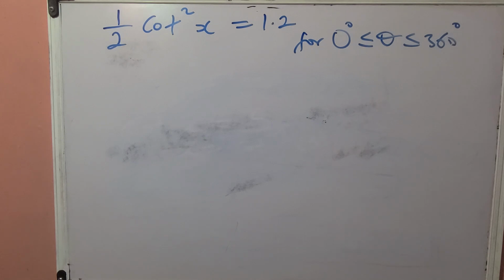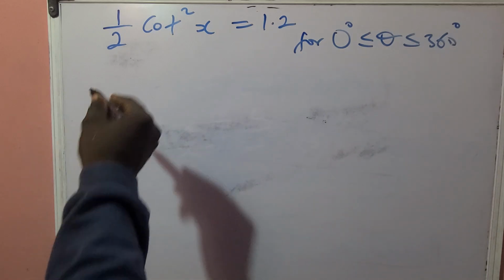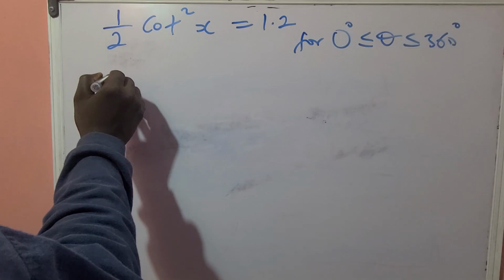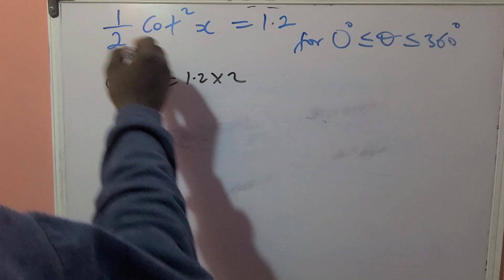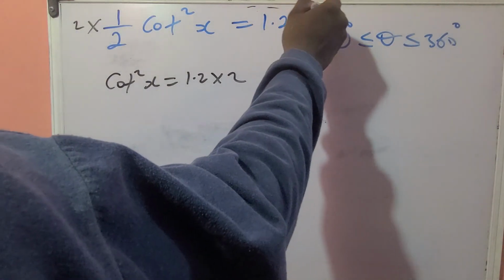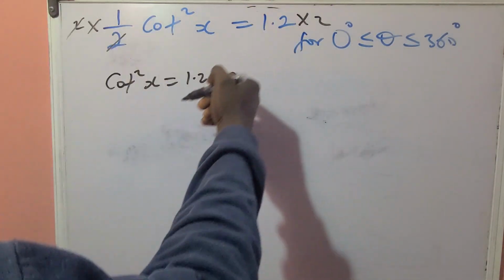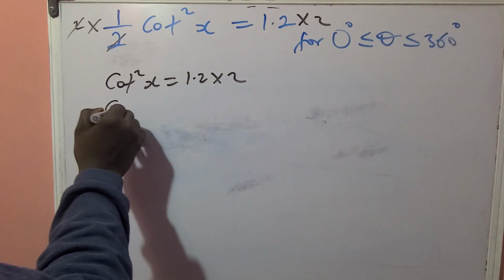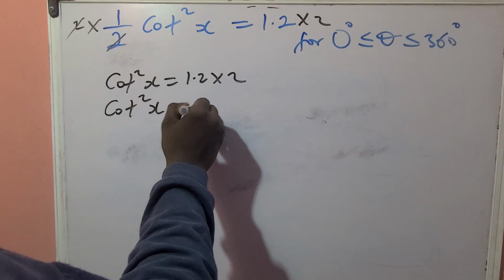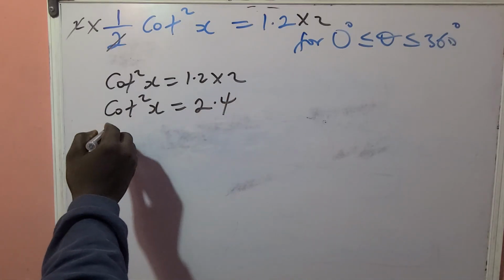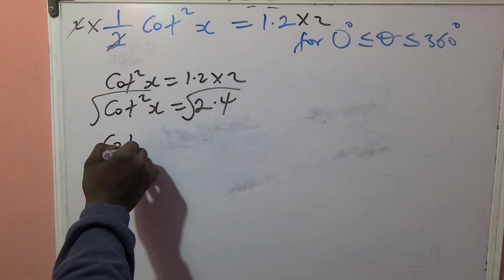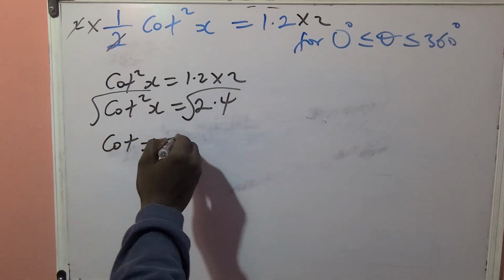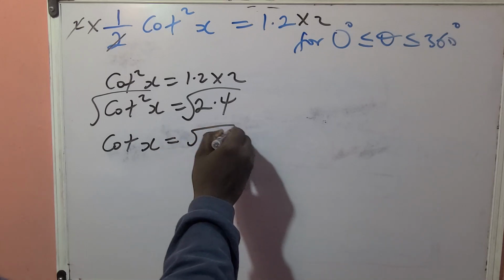Now, if you decide to go on to solve normally, you will discover that you would have to multiply both sides by 2. So you'll be having cot square x equals 1.2 times 2. That's multiplying both sides by 2. So this cancels this, and you're left with this. So we have cot square x equals 2.4. And then you have to square root both sides. So you take the square root of both sides. You have cot x equals the square root of 2.4.